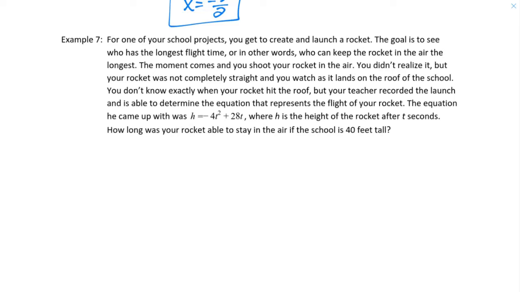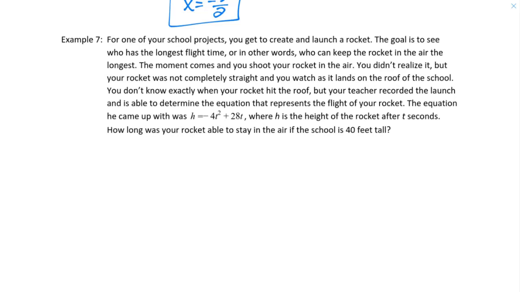So for one of your school projects, you get to create and launch a rocket. The goal is to see who has the longest flight time, or in other words, who can keep the rocket in the air the longest. The moment comes and you shoot your rocket in the air. You didn't realize it, but your rocket was not completely straight as you watch it land on the roof of the school.